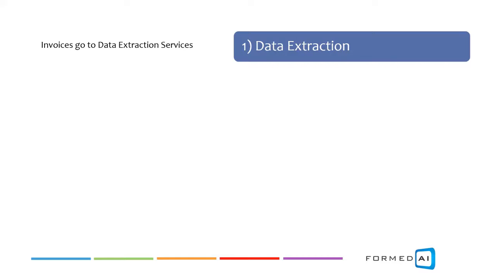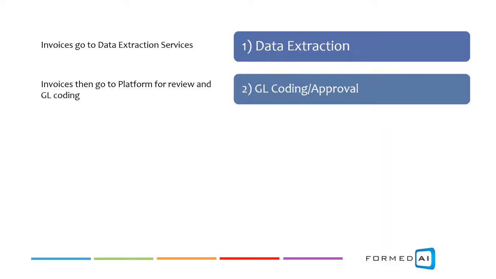The first step is data extraction. You as the client will send your invoices to our Data Extraction Services Bureau, where they will automatically extract all of the key elements of that invoice, either at the summary level and or at the line item level. That then will be sent to the platform for individual accounts payable people to review it and GL code it individually. We do auto GL coding, but in the event that you want to have individuals individually GL code them, we can do that as well.